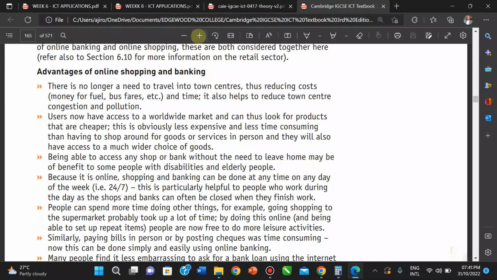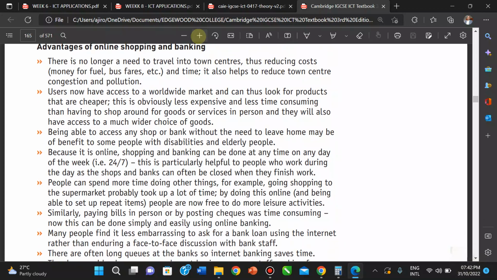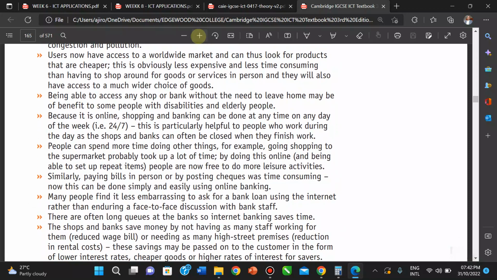Users can now have access to a worldwide market. You can access many pages of the things you want to buy, get full knowledge of what the prices are, so that people don't cheat you. Okay, you can access any shop or bank without the need to leave home. And that's actually a very big benefit. Okay, it's online 24 hours. People are always making payments and the likes of that.